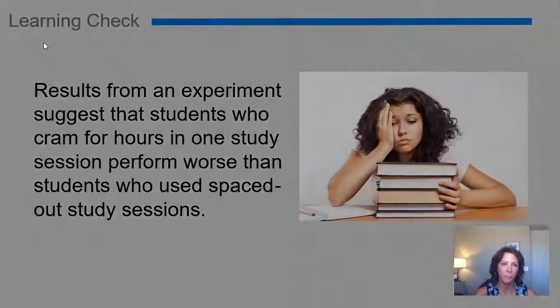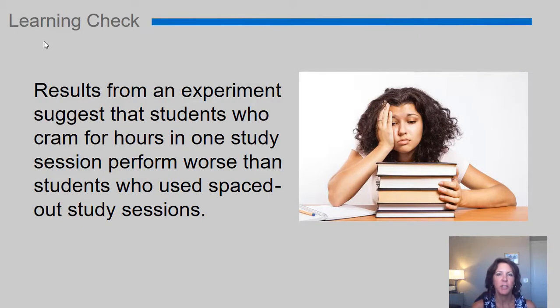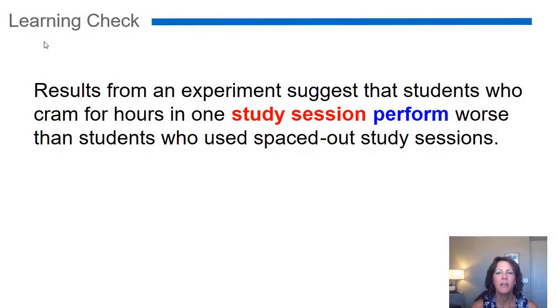Let's try another one. Results from an experiment suggest that students who cram for hours in one study session perform worse than students who use spaced out study sessions. So what is the independent variable and what is the dependent variable? The type of study session the students were assigned to is the independent variable, and their performance is the dependent variable. Their performance depends on the type of study session they were in.